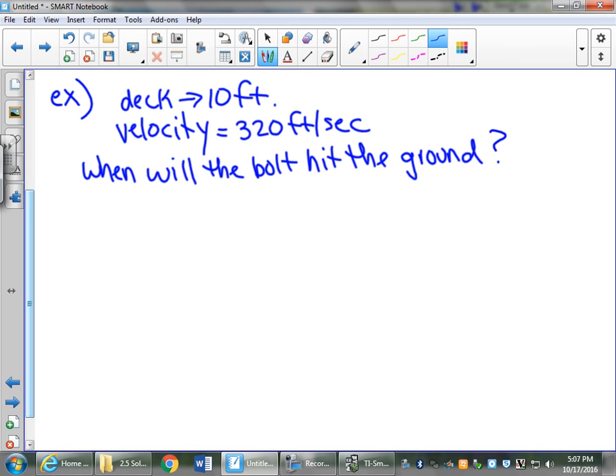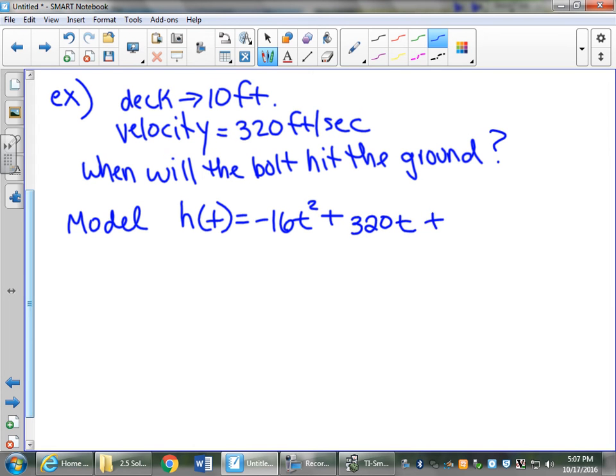So we're going to set up our model. So h of t is going to equal negative 16t squared plus the velocity comes next, so it'll be 320t plus the initial height. So it's starting from a height 10 feet off the ground on the deck, so plus 10. We're now going to input these numbers into the formula, and we're going to be working with decimals. You do not need to leave your answer in radical notation. Decimals are okay.